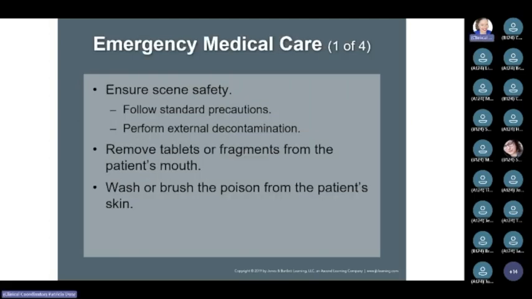So let's talk about our emergency medical care at this point. Obviously, we got to worry about our safety. I want to be safe when I go home at night. I'm going home at the end of my shift, right? Now, so are the rest of y'all, okay? Follow standard precautions, perform external decon, and make sure that you're good to go. Remove tablet fragments from the patient's mouth and wash or brush the poison from the patient's skin. Remember, we're going to brush first, and then we're going to wash with copious amounts of water, all right?